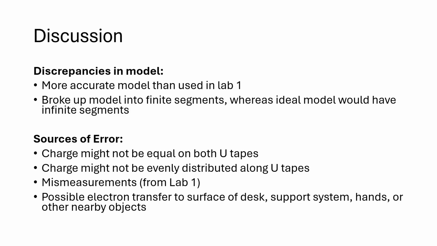Some discrepancies in the model include that between this lab and last lab, I used a much more accurate model in this lab, and I broke up the model into finite segments, whereas the ideal model in real life would have infinite segments. Some sources of error include that the charge might not be equal on both U-tapes, the charge might not be evenly distributed along the U-tapes, there might be some mismeasurements from Lab 1, and there is possible electron transfer to the surface of the desk, the support system, my hands, or other nearby objects.